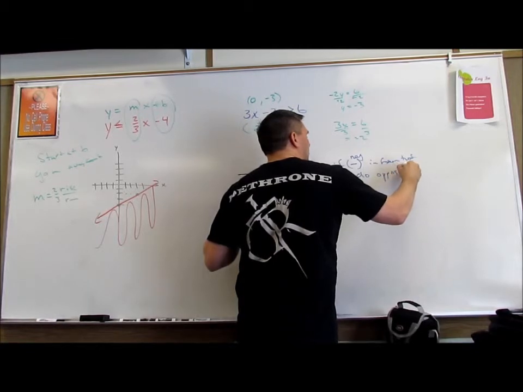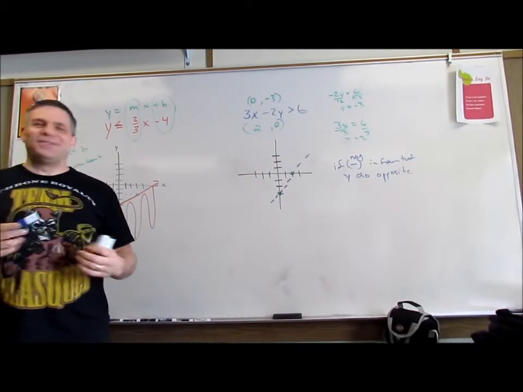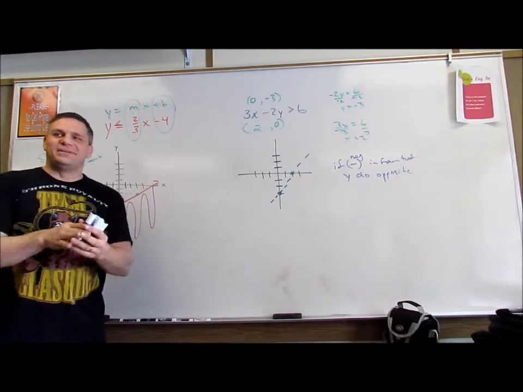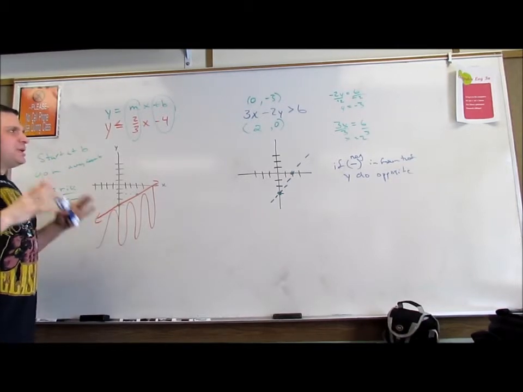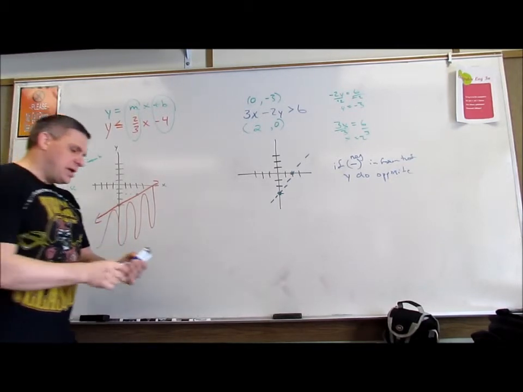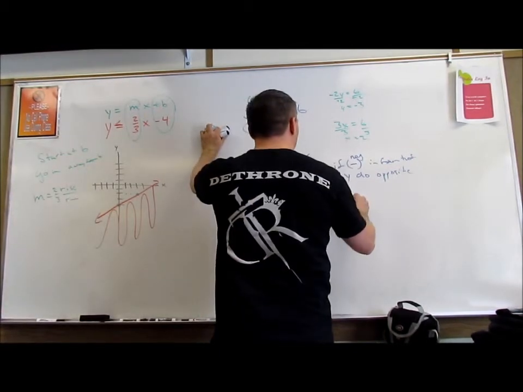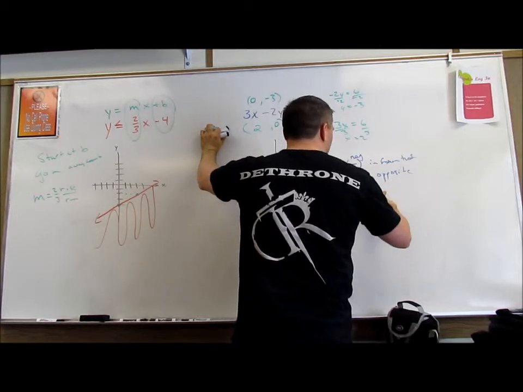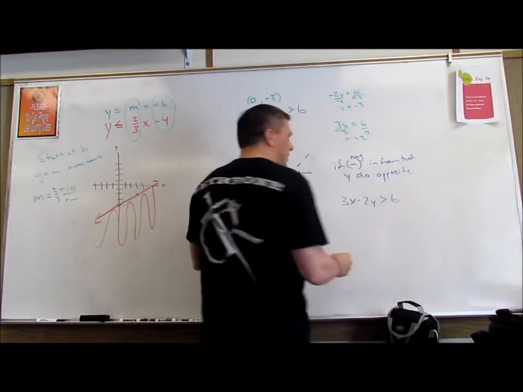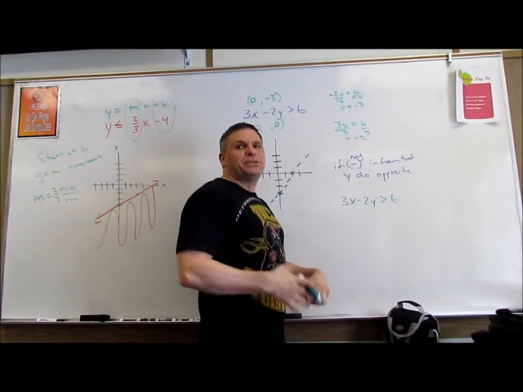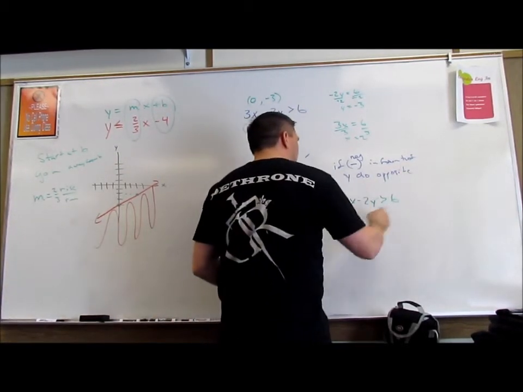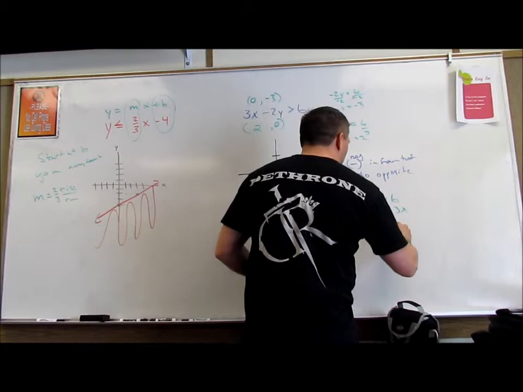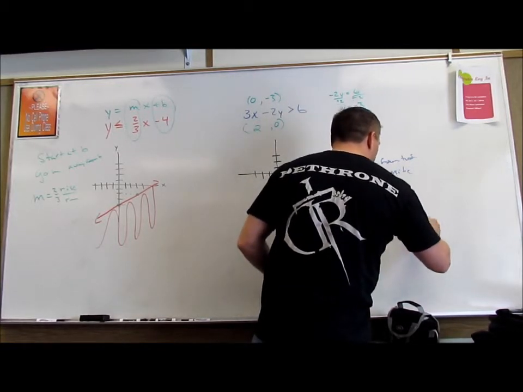What does that say? If negative in front of the y, do the opposite. Okay? Here's the reason why. If I were to solve this, I have 3x minus 2y is greater than or equal to 6, right? So I'm going to solve for y, because that puts it in y equals mx plus b form. So then I have minus 3x, minus 3x, so I get negative 2y is greater than or equal to minus 3x plus 6, right?